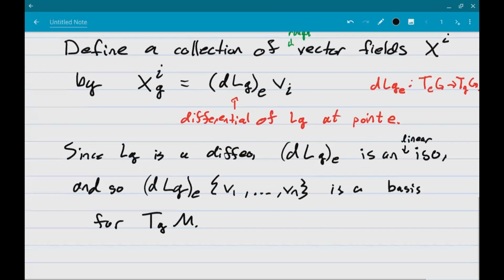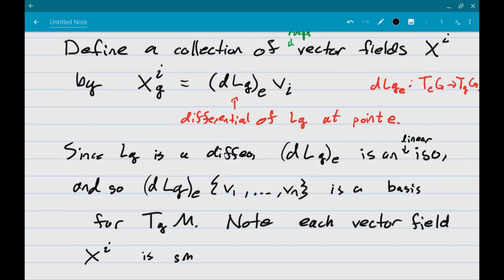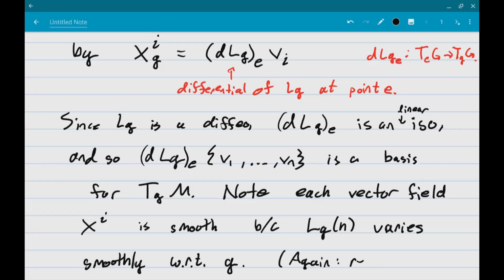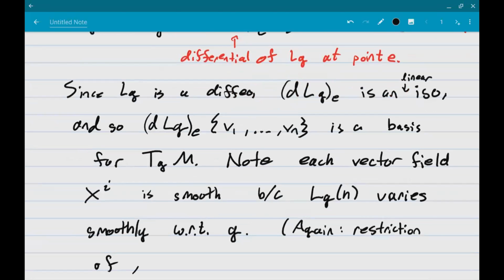Okay. Then finally, note each vector field xi is smooth because L_G(H) varies smoothly with respect to G. Again, it's the restriction of the multiplication map.